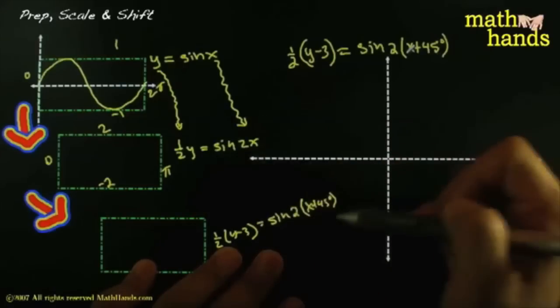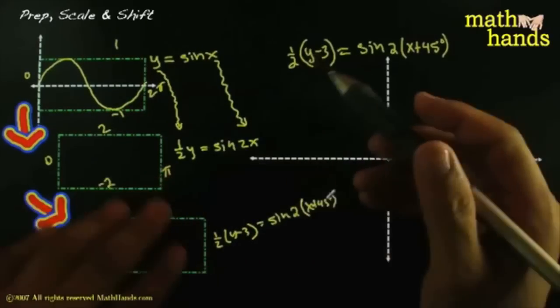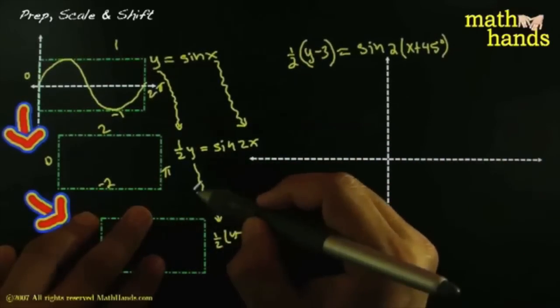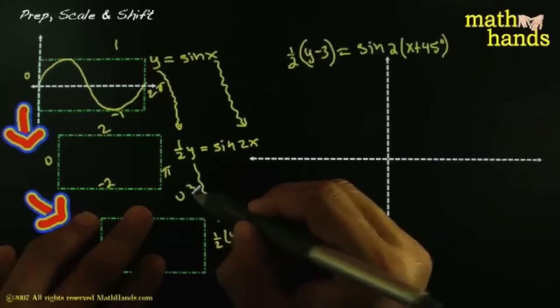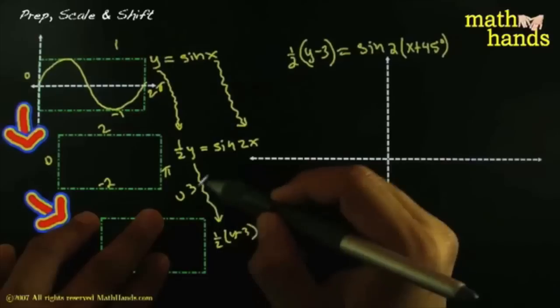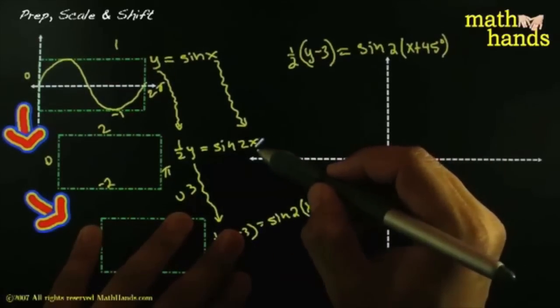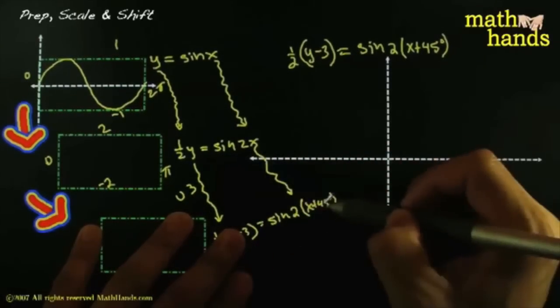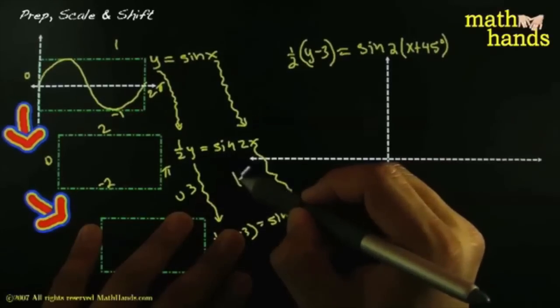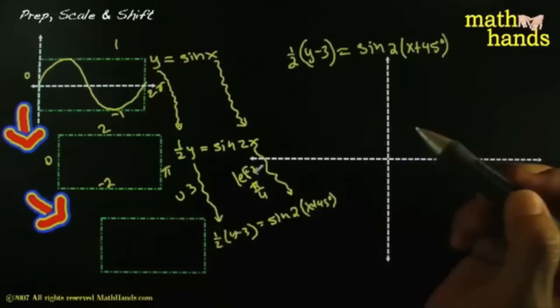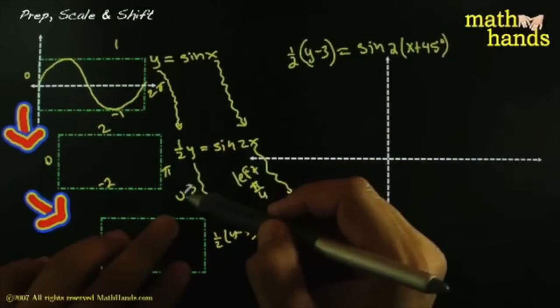45 degrees. I know what that is. That's pi over 4. I can handle that. So from here to here is shifted up 3. I'll just say up 3. And from here to here, replacing x with x plus 45, you gotta go left pi over 4. Alright, so I'm gonna do up 3 first.